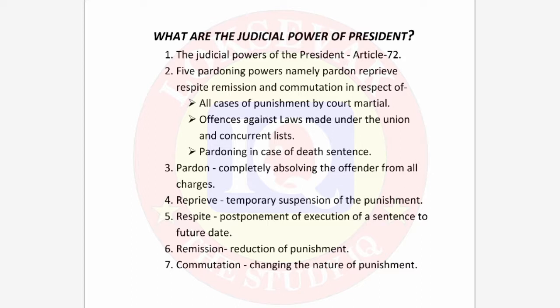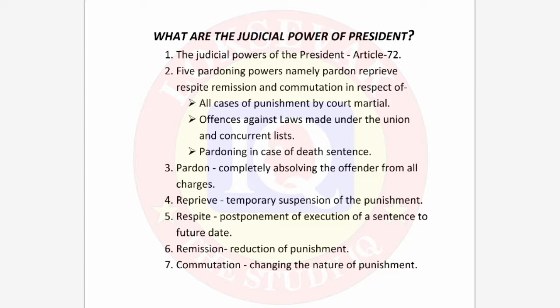So you may have understood, pardon means completely absolving the offender from all charges. Whenever the President gives a pardon to anyone, the offender is completely absolved from all charges. Whenever reprieve is given, it is a temporary suspension of the punishment. Respite is postponement of a punishment to a future date, remission is reduction of the punishment, and commutation is a change in the nature of punishment. You might have understood what I have delivered for this question.